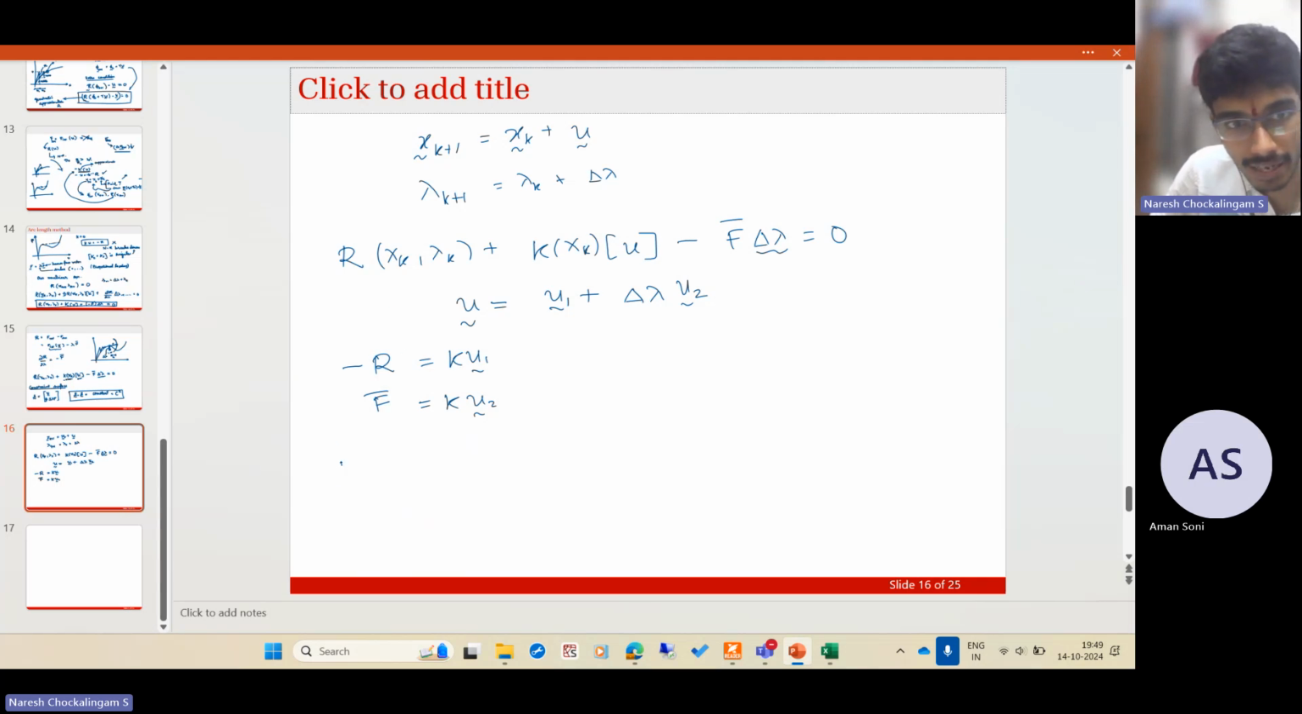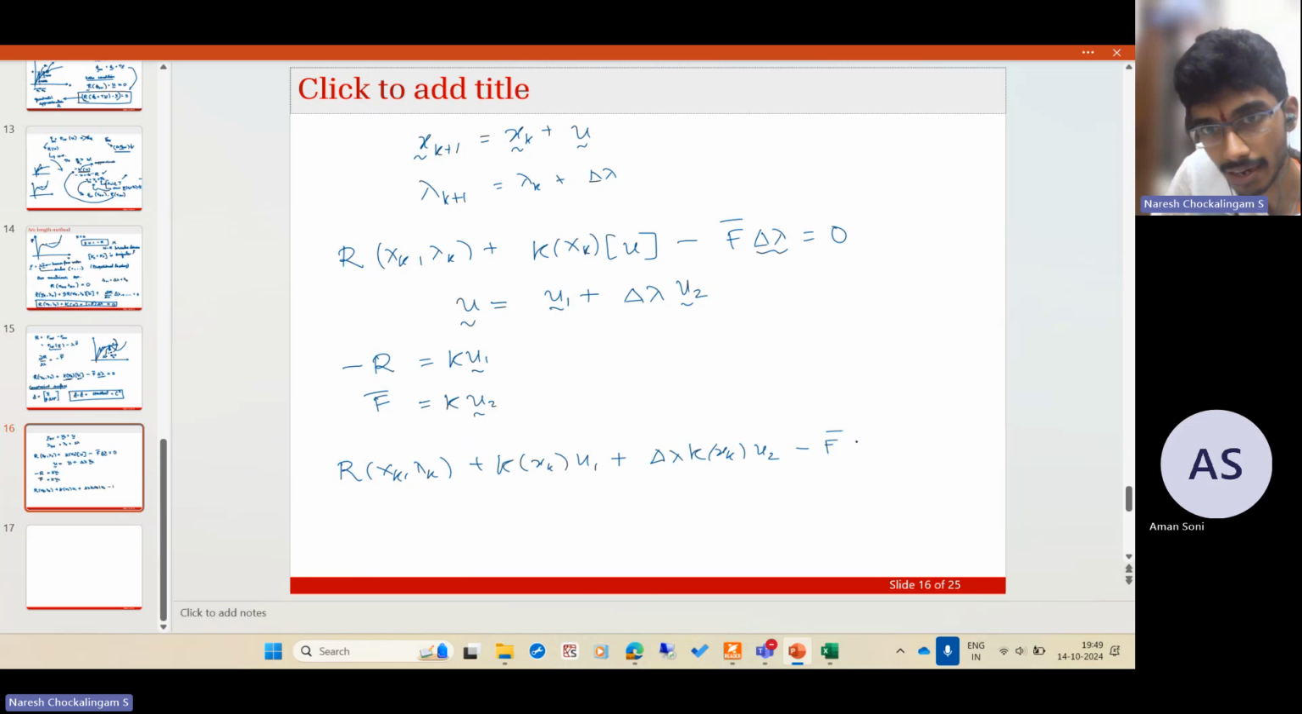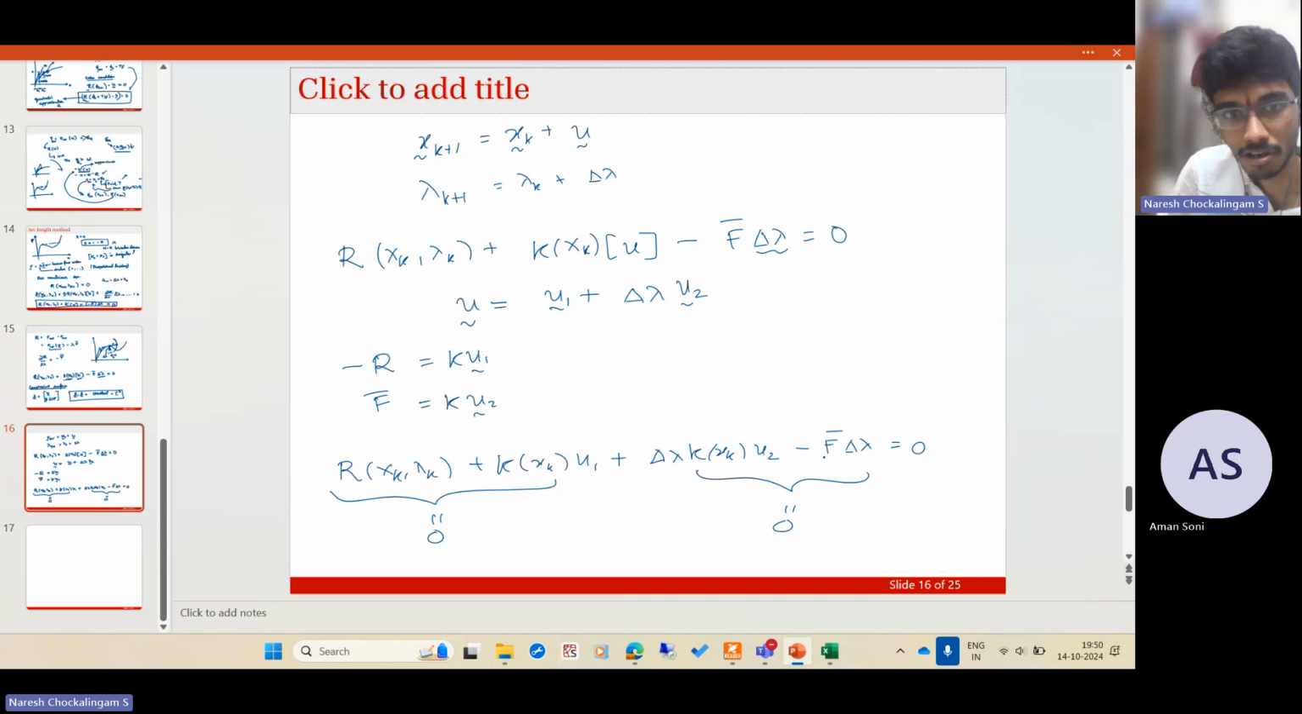So once we do that, we get r of xk comma lambda k, and this will split into two parts. One is k of xk u1 plus delta lambda k of xk u2 minus f bar delta lambda is equal to 0. So this is 0, and this is also automatically 0 if you take delta lambda commonly out. So one issue is solved. U can be split into two components. Therefore, we get a U that actually satisfies this equation. But U is also dependent on delta lambda.